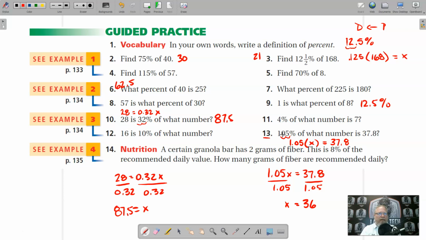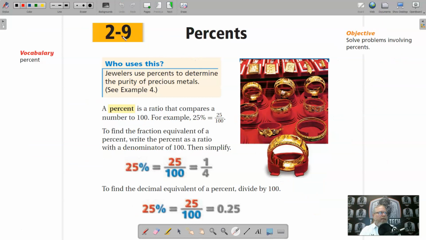So that's the part we're missing, right? 105% of what number is 37.8? So 36 was the whole, and 37.8 is the part. And 37.8 is a little bit more than 36, and 105% is a little bit more than 100%. So that answer indeed makes sense. All right, so that is my entire presentation for Algebra 1, Chapter 2, Lesson 9, Percents. Thank you.